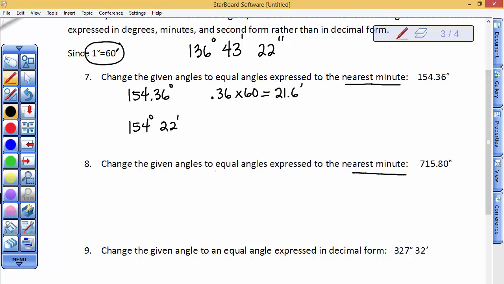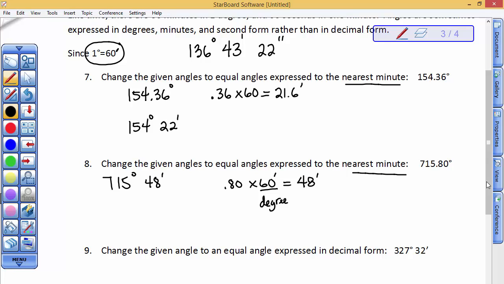Same thing with this one, you should do it. So it's going to be 715 degrees, but you need to take the 0.8 and multiply it by 60, which should give you 48, because it's 0.8 of a degree and there's 60 minutes in a degree. So I have 715 degrees, 48 minutes.